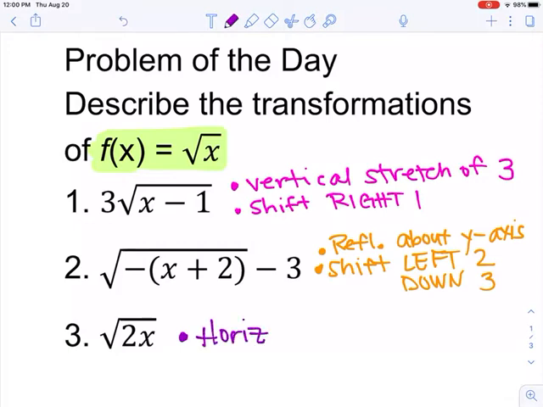Then over here we have a horizontal shrink because it's on the inside. Remember, it acts backwards. And then since 2 is the coefficient, 1 over 2 is the shrink that we would be applying.